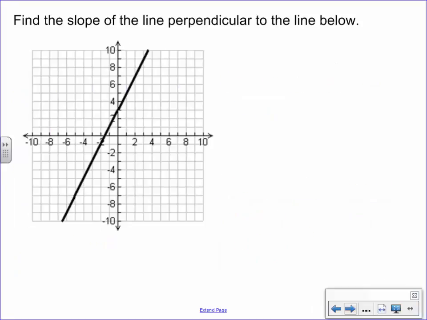Our first example says, find the slope of the line perpendicular to the line below. Anytime we see the word perpendicular, we should be thinking opposite reciprocal slope. And so if we want to find opposite reciprocal slopes, what we have to do is find the slope of the line. So let's call this line 1. I'm using my cursive L1, and let's find the slope of that line. If I want to find the slope of that line, I need two perfect points. So I like the y-intercept and maybe this point right here.